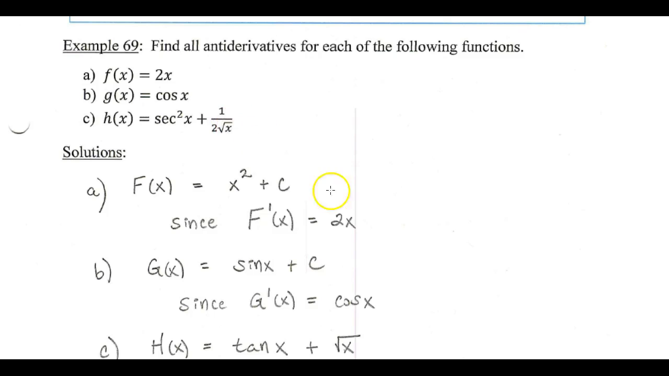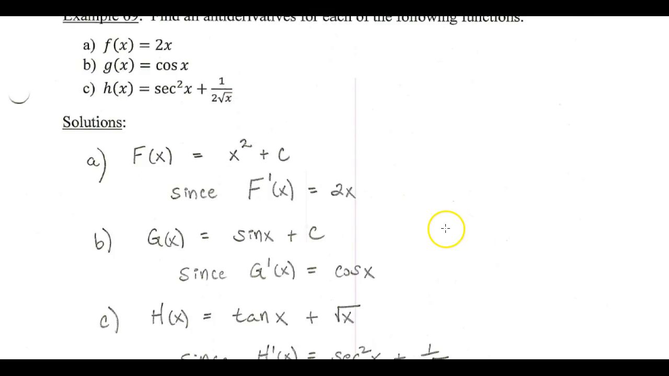Okay, starting off with part A, little f of x is 2x. So I want to find all of the functions such that if I take their derivative, I get back to 2x. So you kind of have to think, what function, if I take its derivative, gives me 2x? That's x squared, right? The derivative of x squared is 2x. Then the derivative of any constant is 0, right? So F prime of x is 2x, back to my little function f of x.